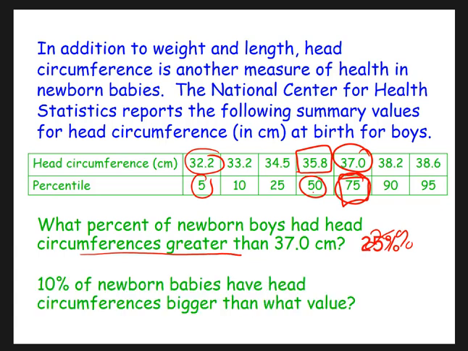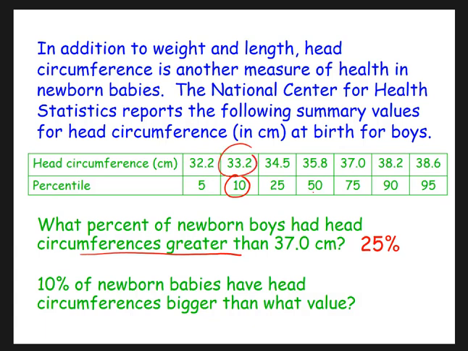10% of newborn babies have a head circumference bigger than what? Well, our 10th percentile here is the 33.2. But that's saying 10% smaller than that. We want 10% bigger. So that means 90% would be smaller. So we're looking at the 90th percentile. Only 10% would be bigger than 38.2.